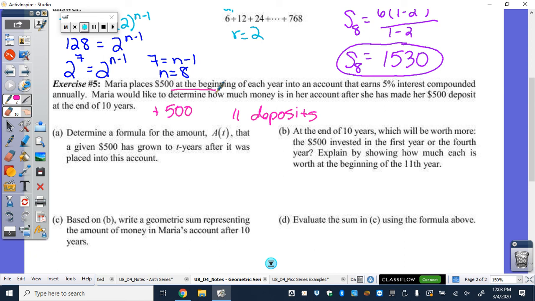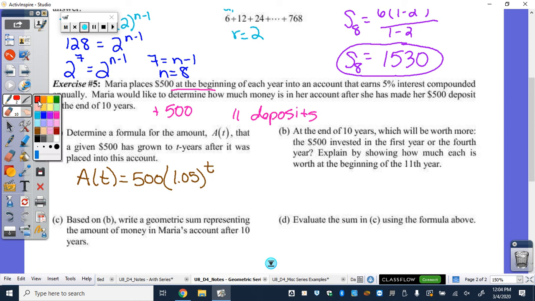So part A, determine a formula for the amount A of t that a given $500 has grown to t years after it was placed into the account. So this is our same geometric formula we've been dealing with. Instead of a sub n, though, they told us to use A of t. What's our first amount? Puts in 500. It earns 5% interest. So what would that look like? 1.05. And that's going to be to the t power.